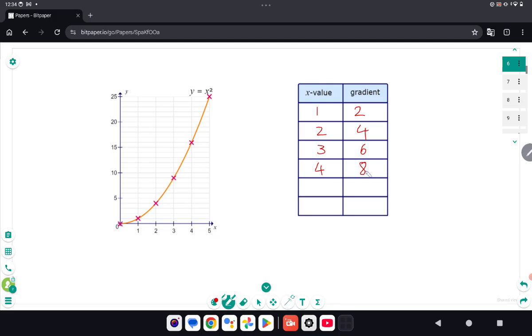So for this particular graph, the gradient is double the x value. So if the x value is x, the gradient would be 2x. 2x is the formula I'm using to find the gradient.